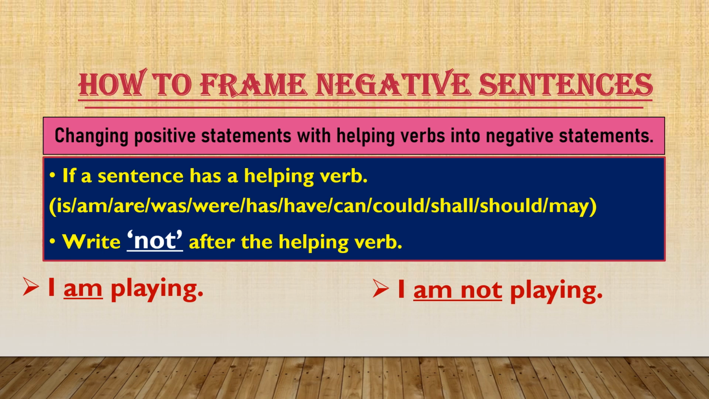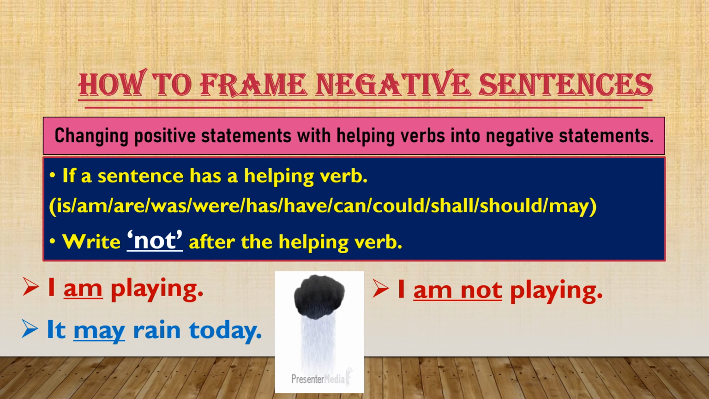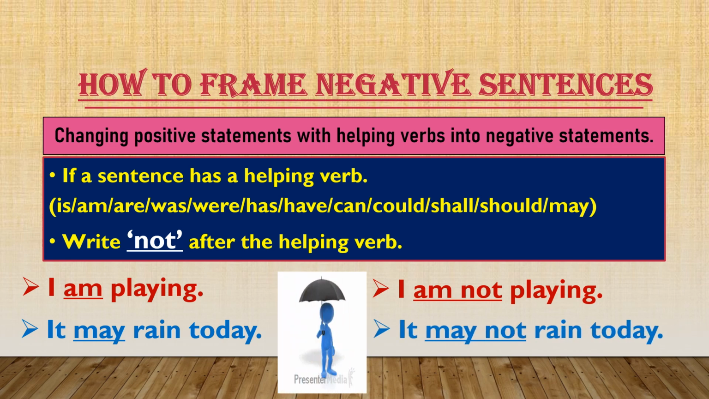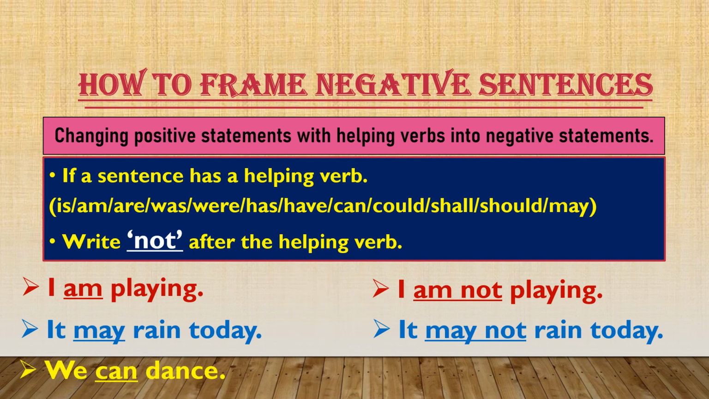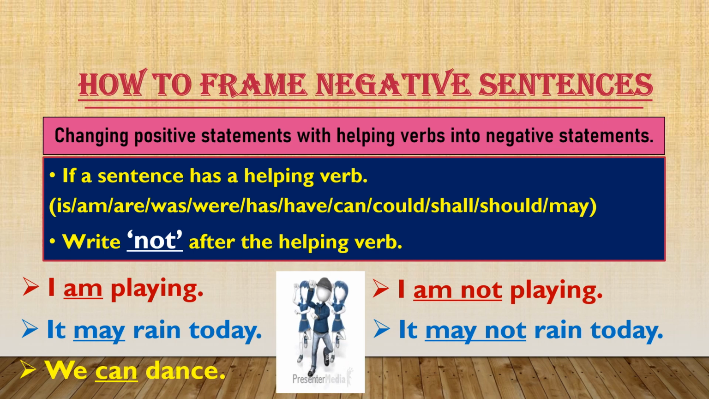Now let us take one more example. It may rain today. Here the helping verb is may. And we just have to identify the helping verb and use the word not after that. And our sentence will get converted into negative. So we will write, it may not rain today. Another one for you. We can dance. The helping verb here is can. Just add the word not after that and your sentence will become negative. We cannot dance.